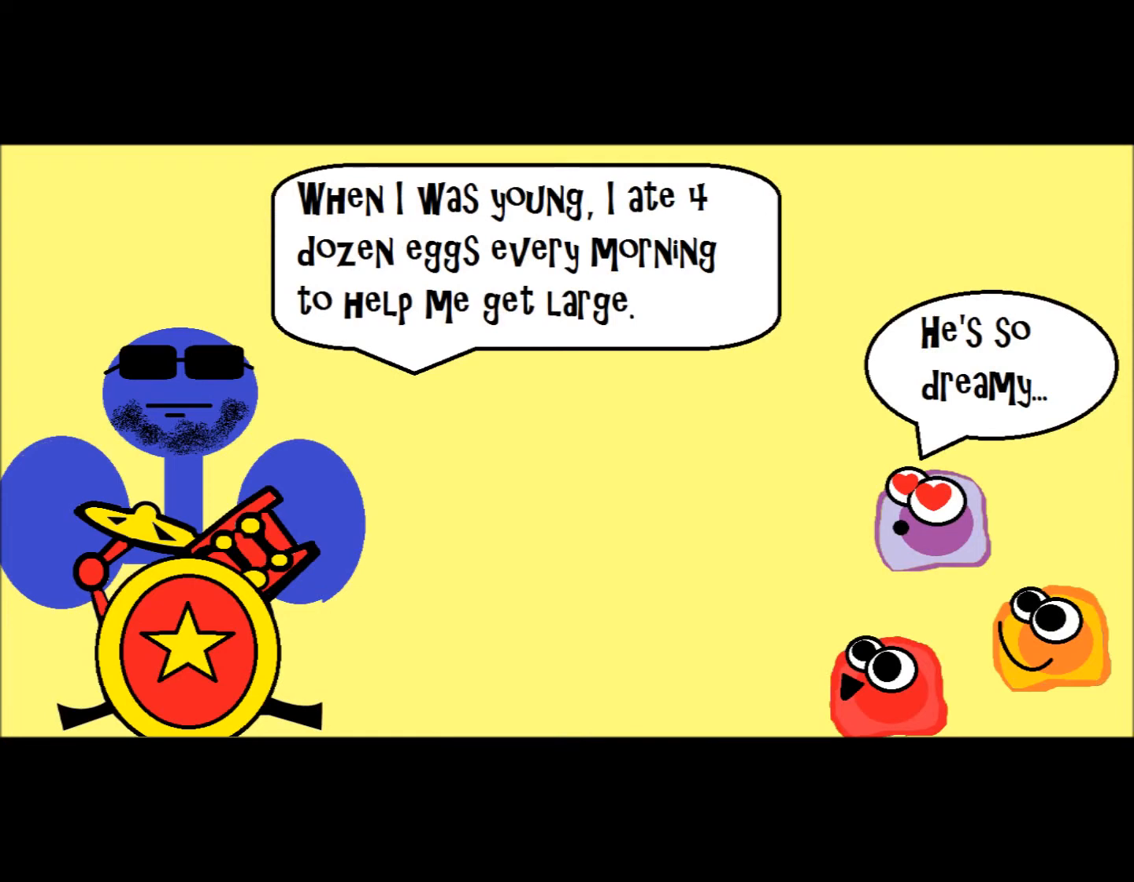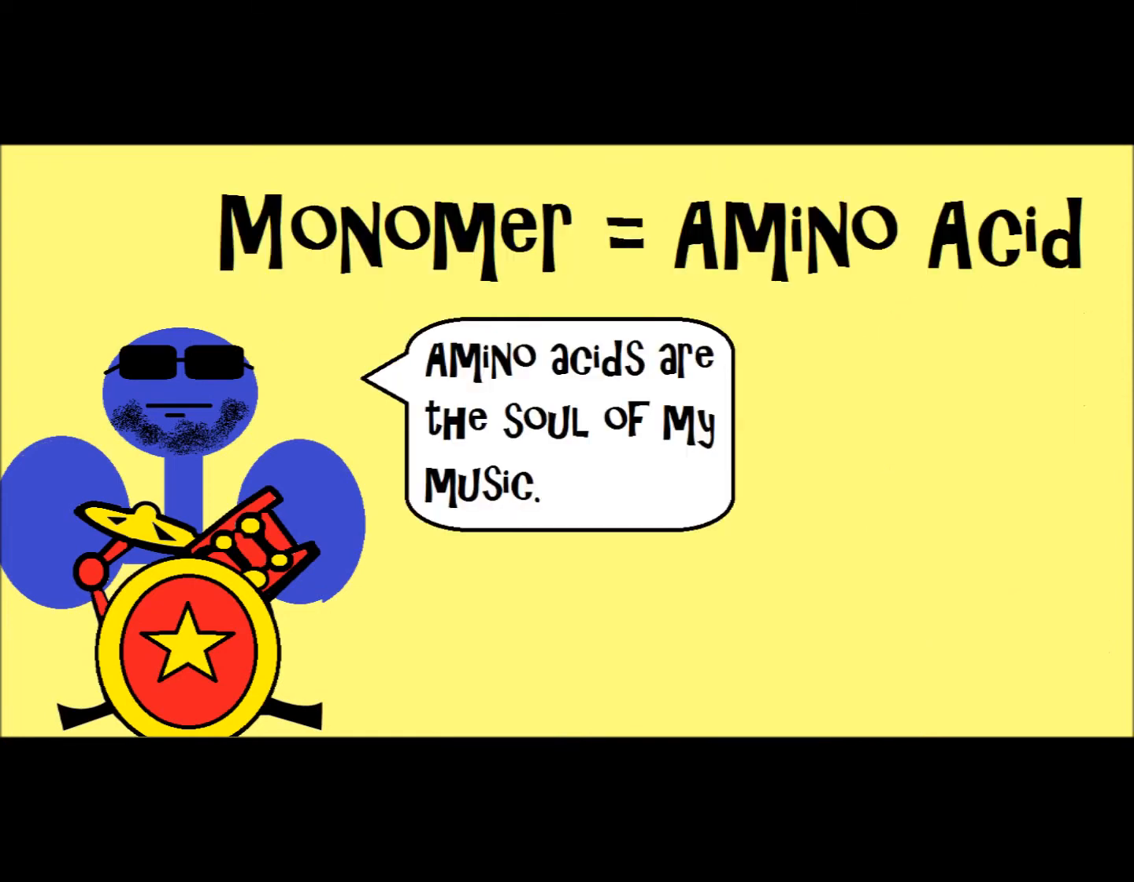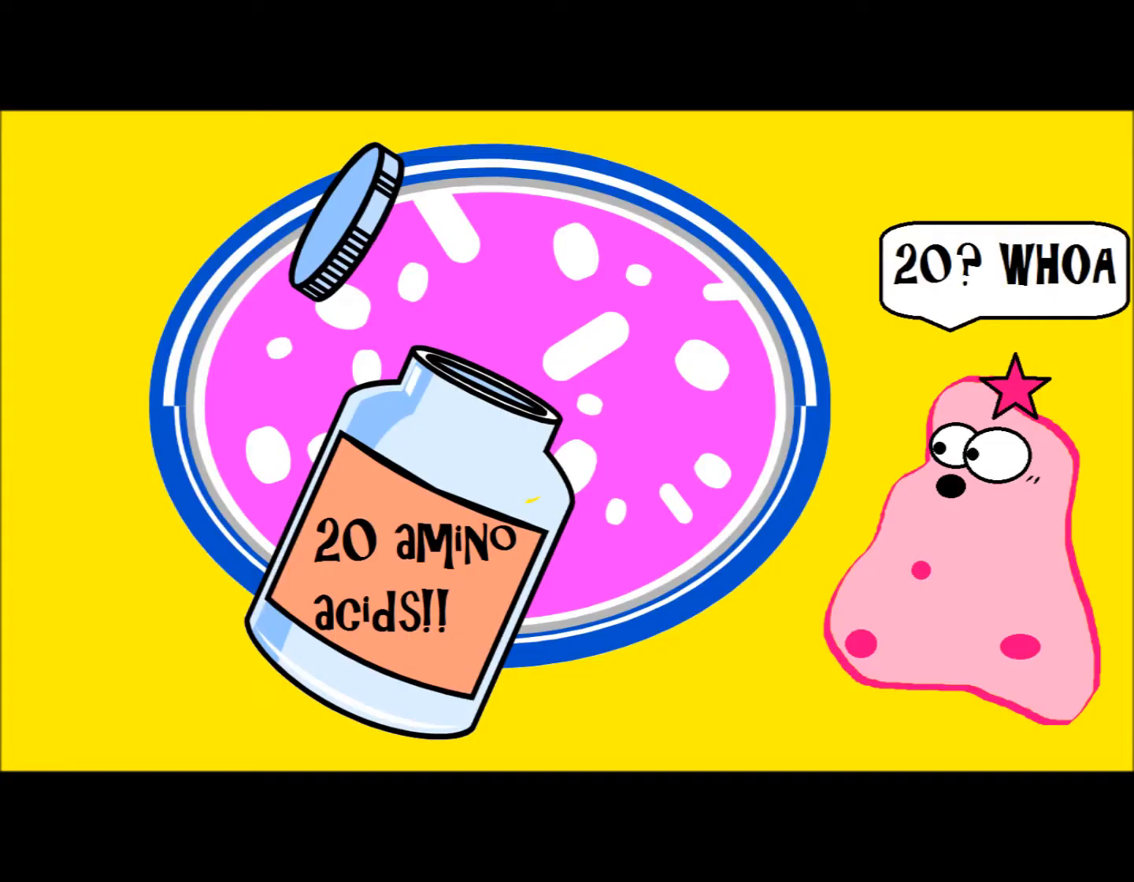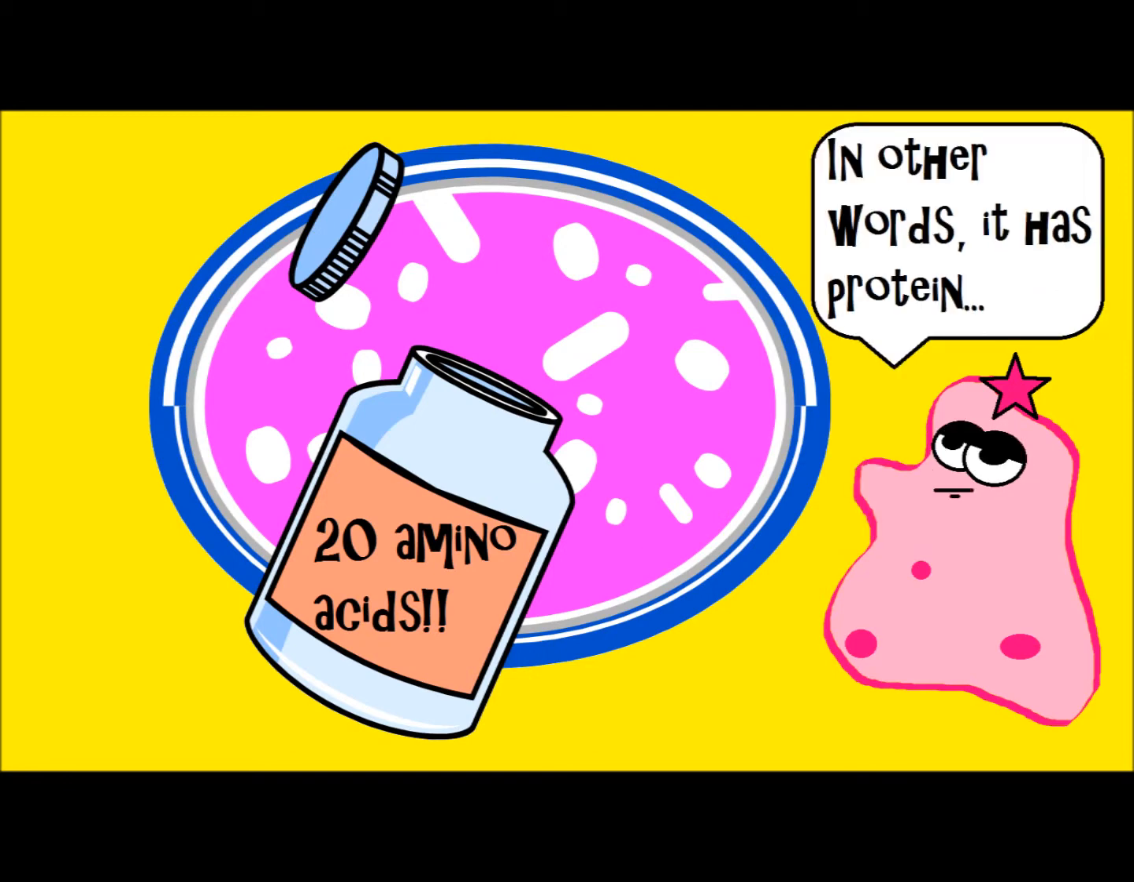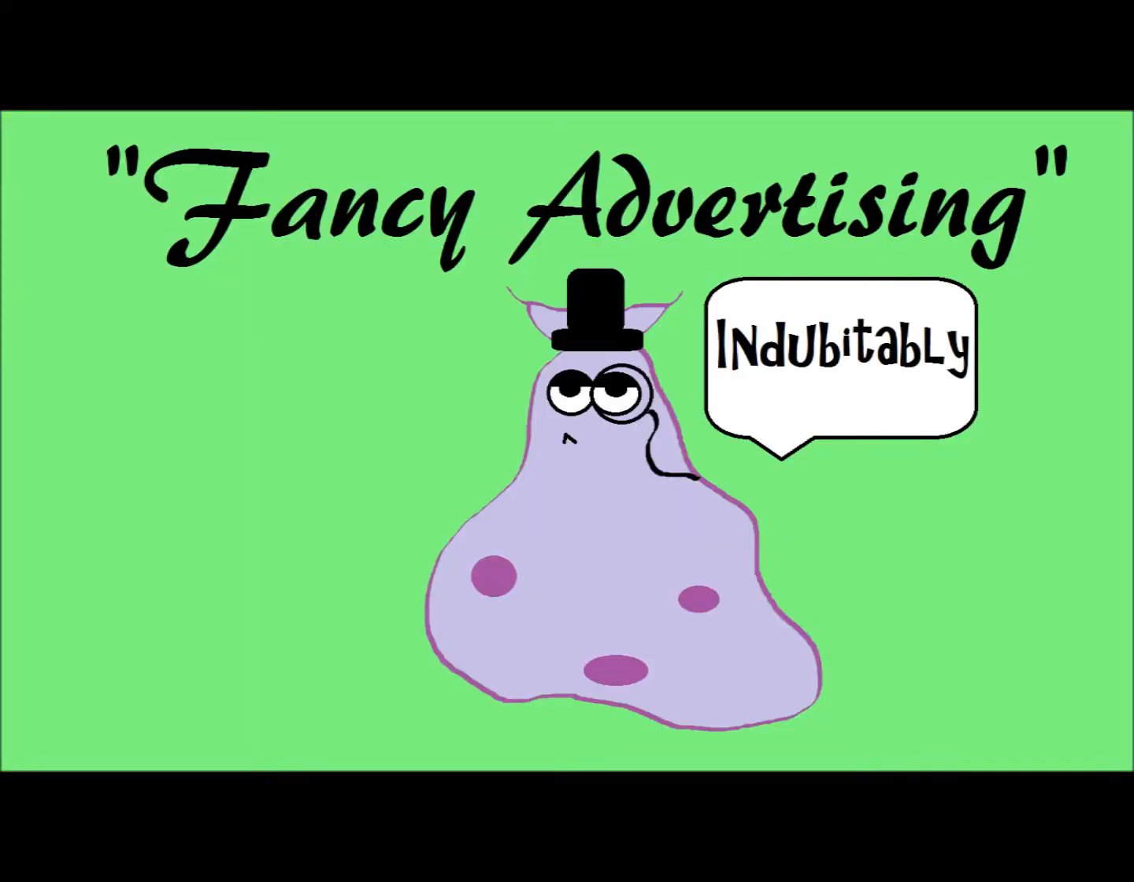Its monomer, remember monomers are building blocks, are called amino acids. So sometimes you see these labels that say it has 20 amino acids in this food. Really, they're just trying to say, well, it's got protein, and protein is made up of amino acids, so that's just some fancy advertising for you.